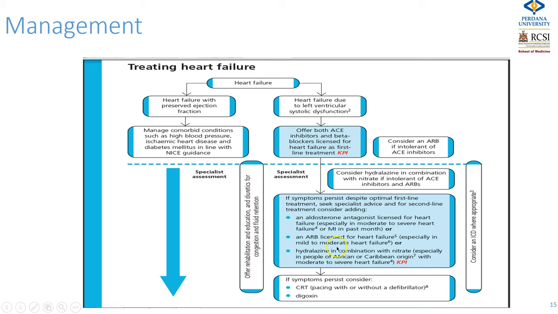And if symptoms persist despite using the appropriate medications such as ACE inhibitors, beta blockers, and with the addition of aldosterone antagonists such as spironolactone or eplerenone, but if patients persist in having symptoms despite all of these, then you may want to consider referral for insertion of a pacemaker or an ICD.